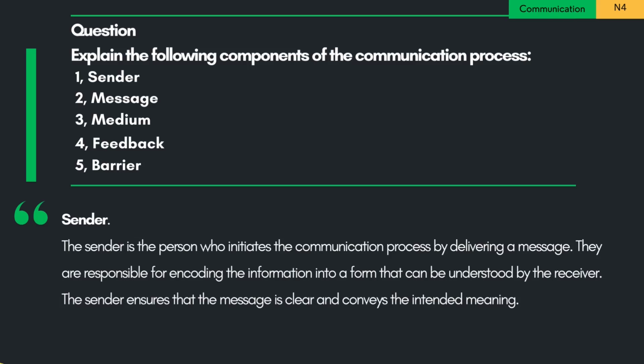1. Sender. The sender is the person who initiates the communication process by delivering a message. They are responsible for encoding the information into a form that can be understood by the receiver. The sender ensures that the message is clear and conveys the intended meaning.